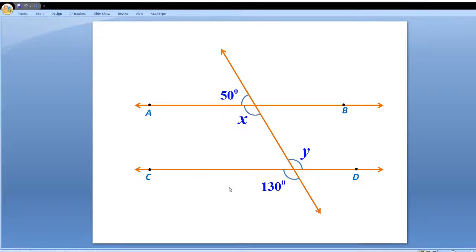Okay, so this is the figure. First draw this figure in your notebook. I am also drawing the same here. Draw it in your notebook.